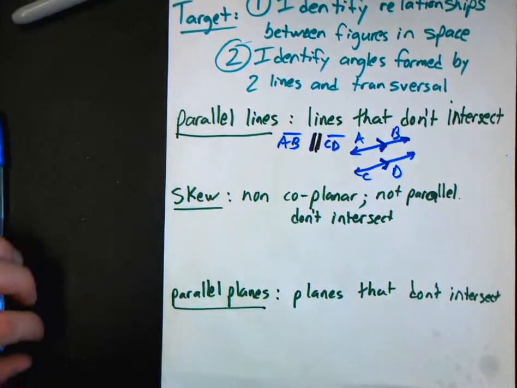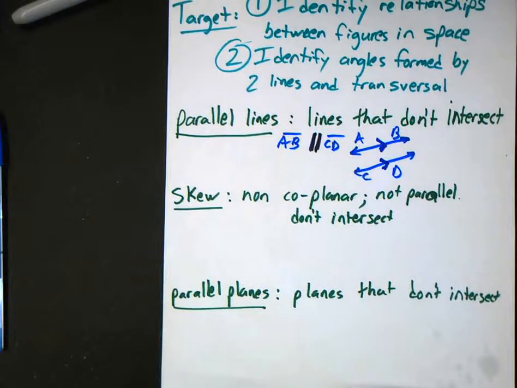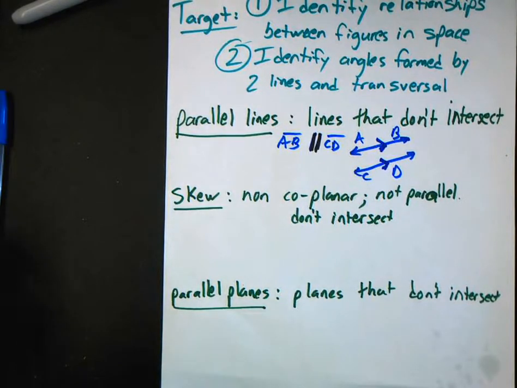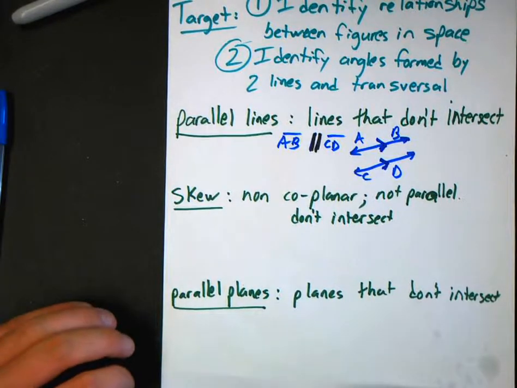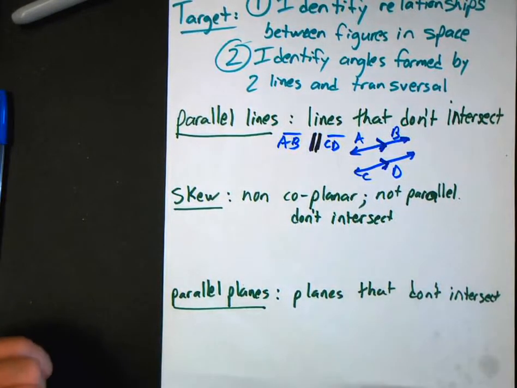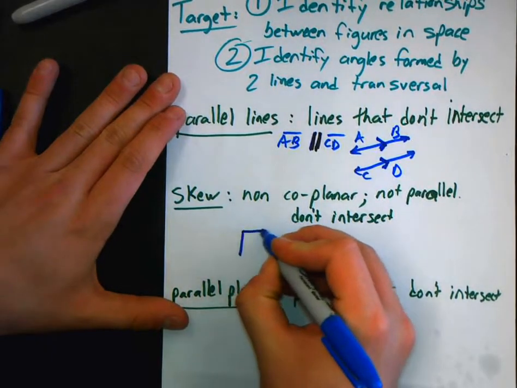Okay, so the next one is skew. Skew is a non-coplanar set of lines, and they are not parallel and they do not intersect. So we're talking about three-dimensional now. They're not on the same plane, and they're not parallel and they do not intersect. So let's say, for example, we have a cube.